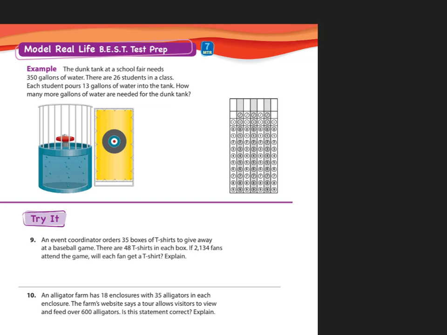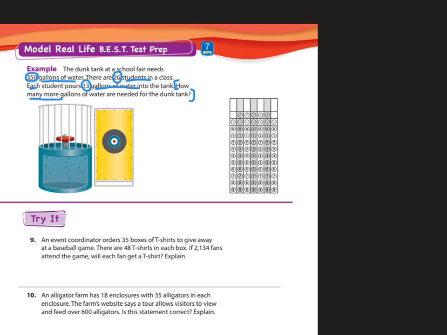Let's take a look at this model real-life question. The dunk tank at a school fair needs 350 gallons of water. There are 26 students in a class. Each student pours 13 gallons of water into the tank. How many more gallons of water are needed for the dunk tank?